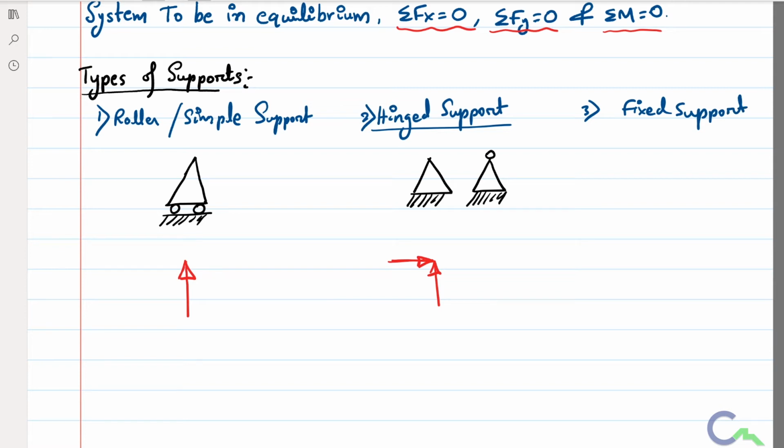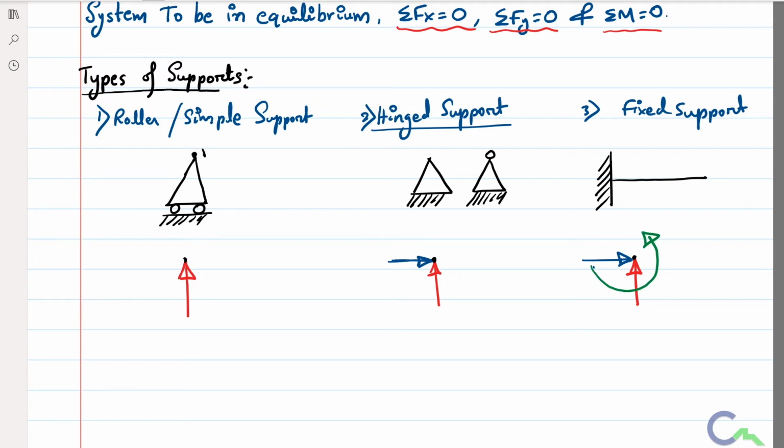It will be denoted like this. In the fixed support, it is restricted in all three directions. It is restricted in vertical direction, it is not allowed to move any object in vertical direction. Also in horizontal direction, and moment is also restricted, it is restricted to bending.